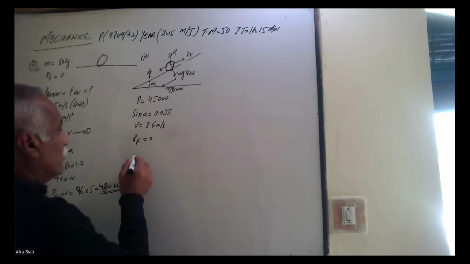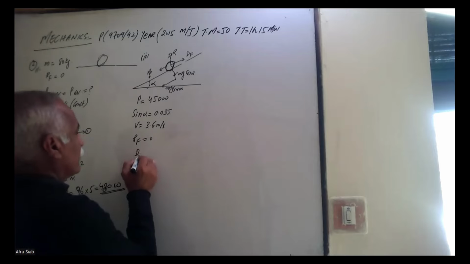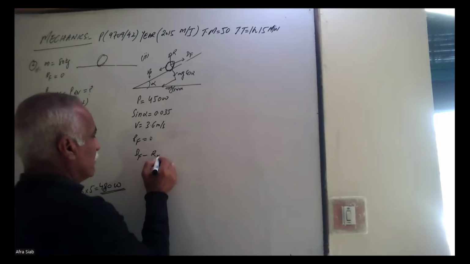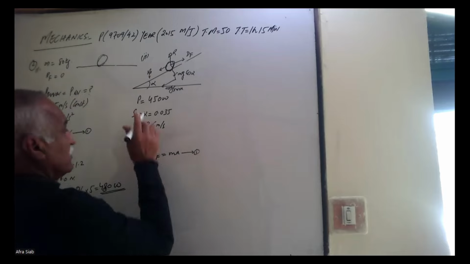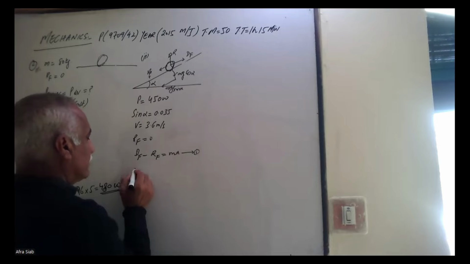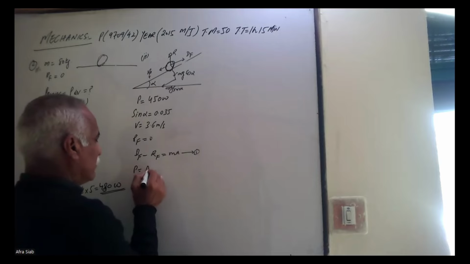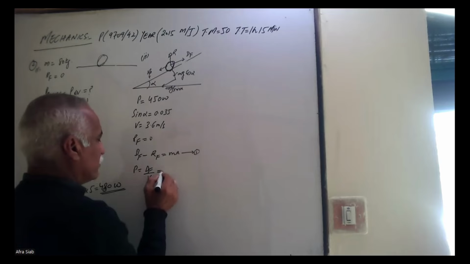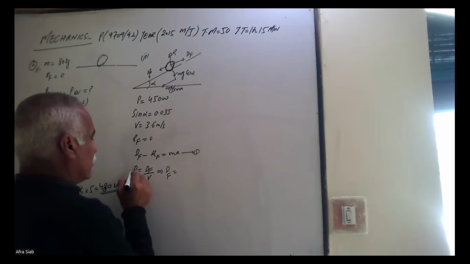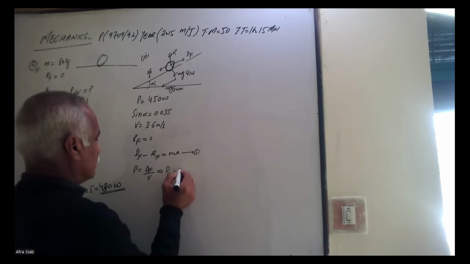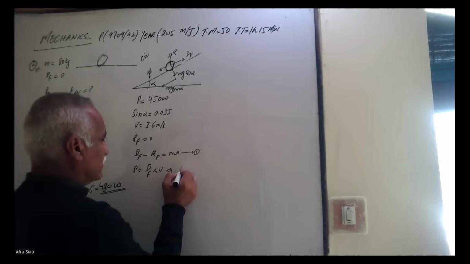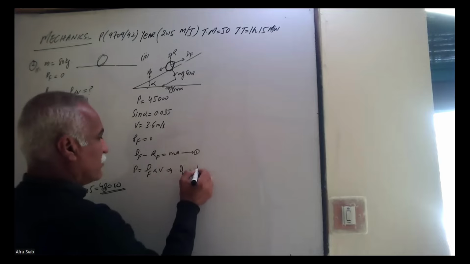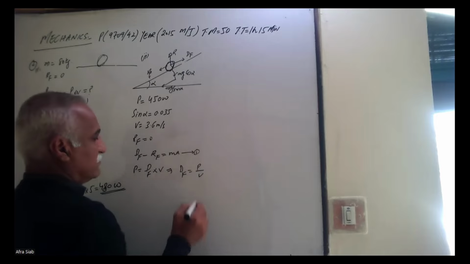Now, we know that driving force minus resistive force is equal to ma. But there's a given power there, and the speed given there is 3.6. So we know that power is equal to driving force times velocity. This means driving force will be equal to power P over V there.